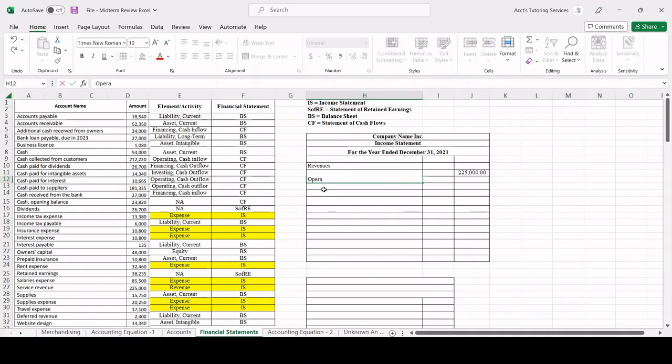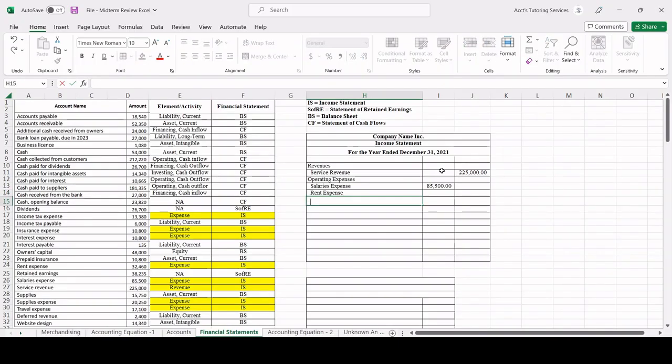Next, we're going to go over to operating expenses. So for operating expenses, we're going to list them in the order of the highest to the lowest. So we're going to include all the expenses other than income tax expense. The highest amount is going to be salaries expense. Since we have a bunch of them, we're going to put them in this column over here. It is going to be 85,500. Then we're going to have rent expense.